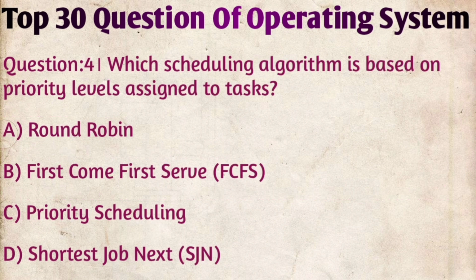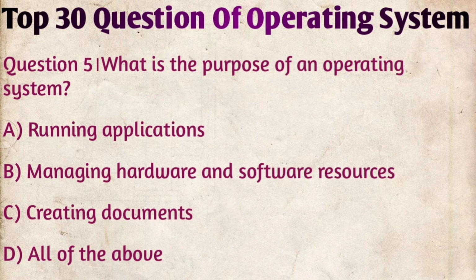Question 4. Which scheduling algorithm is based on priority levels assigned to tasks? A. Round robin. B. First come first serve FCFS. C. Priority scheduling. D. Shortest job next SJN. So the answer is C. Priority scheduling. So we are moved towards our next question.